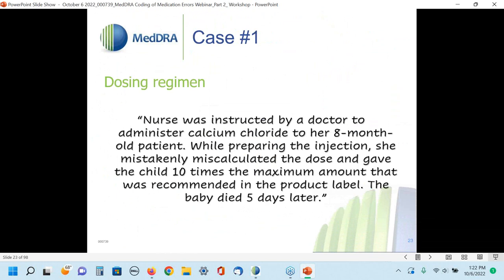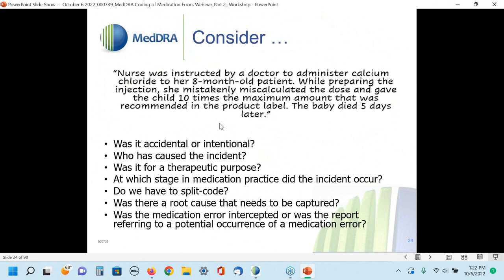Absolutely tragic situation. But this is what you have in front of you that you need to report. What you need to do is look at this and try to figure out what is going on here. Is this a medication error? If so, what are the relevant and appropriate LLTs that one would want to capture? And in this particular case, we also have noted that the baby died 5 days after this aggregation of unfortunate circumstances. So I'm going to show you the complete list of questions, but we're not going to go through them with every single one of the examples because, again, some of them are not going to be relevant.